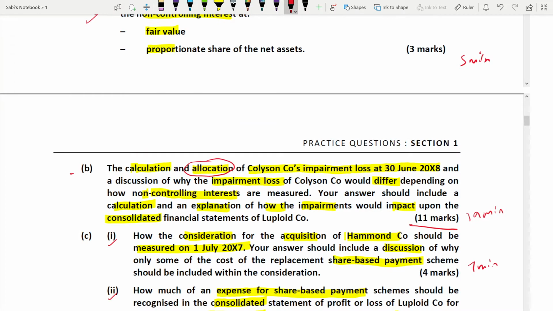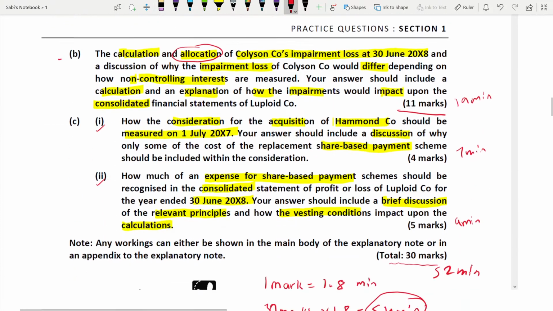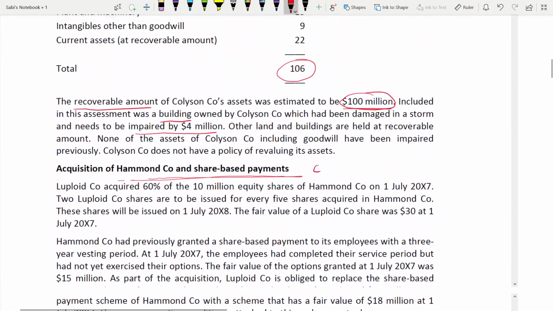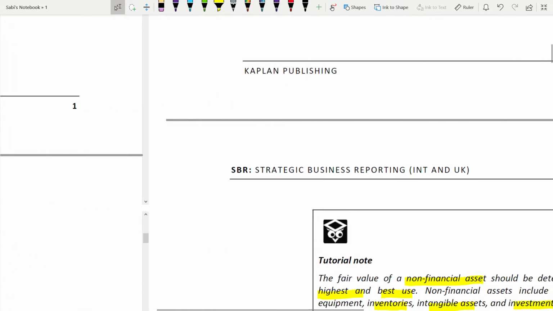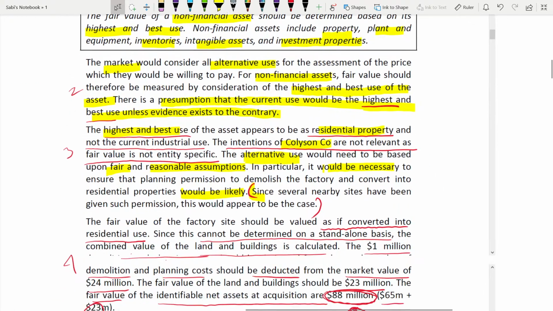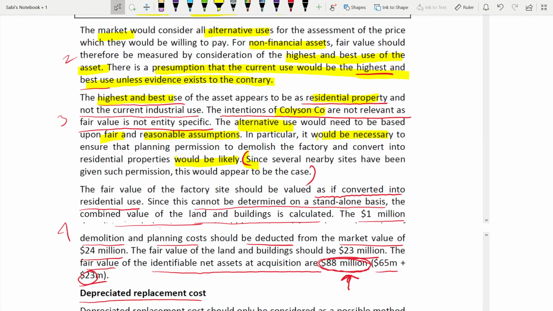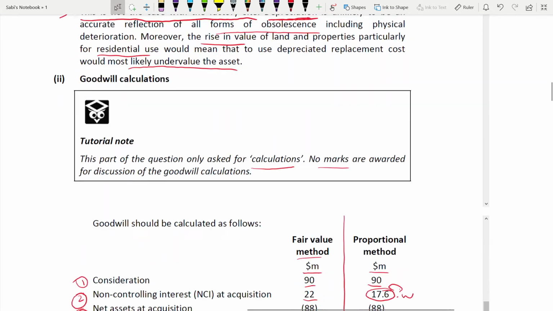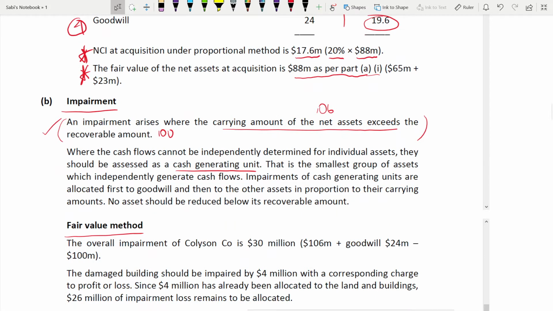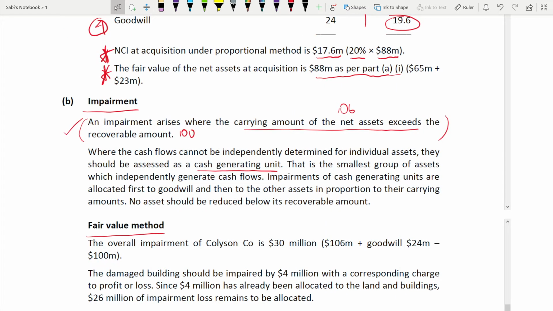Whenever the impairment loss is there, when you have to allocate and when you are given assets like land and buildings, plant and machinery, all those things, you have to talk about cash generating unit. It's a concept. When you're studying impairment, this concept of cash generating unit is there. Make sure that you study it from there. The definition they have given here. You need to talk about it.